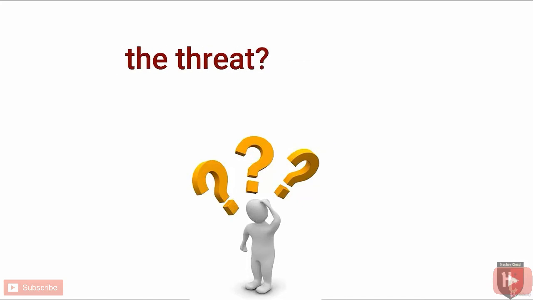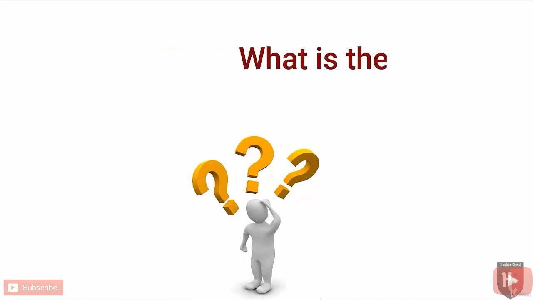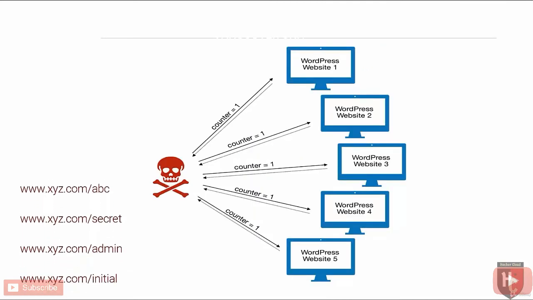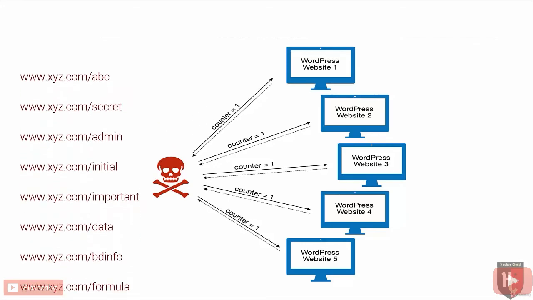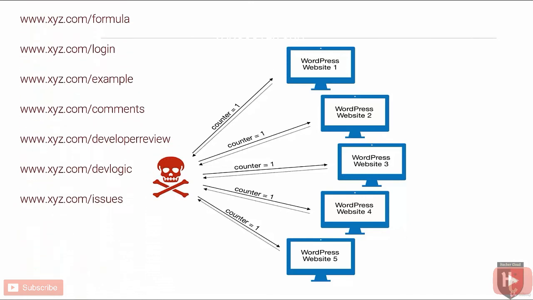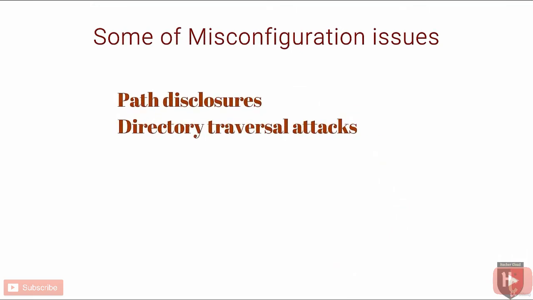But in your mind, one question may arise: what is the threat? The threat is that someone can brute force to find interesting URLs, and if they are able to find those hidden URLs, that results in exposure. Some of these misconfiguration issues also result in path disclosure or even directory traversal attacks.